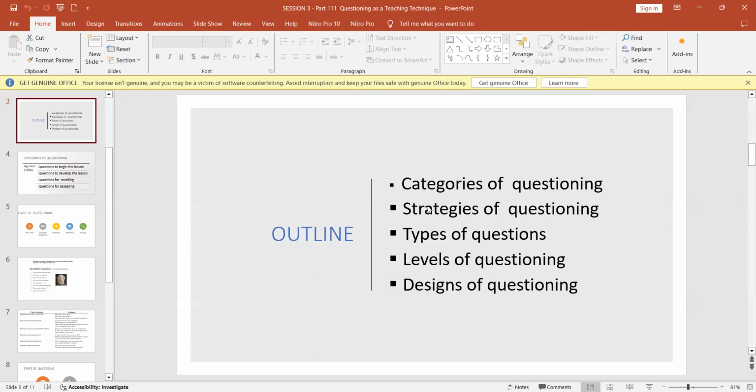Overused. But still, there's no boundary to its utility value as well. So what are designs of questioning? Let me open my note on designs of questioning. Okay. They are taken from designs of questioning.